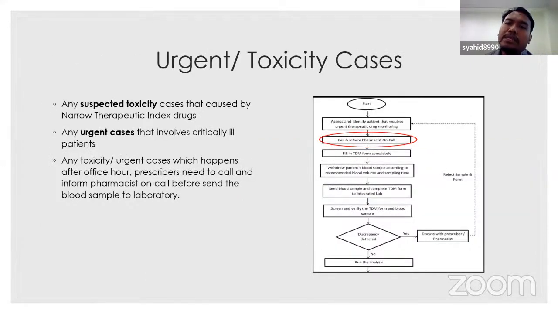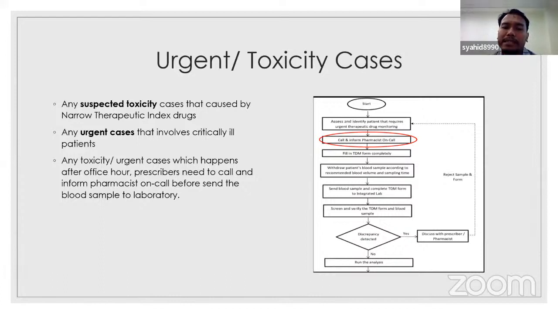Okay, for urgent toxicity cases, any suspected toxicity cases caused by narrow therapeutic index drugs, and any urgent cases that involve critically ill patients, especially any toxicity cases which happen after office hours, prescribers need to call and inform the pharmacist on call before sending the blood sample to the lab. This is because we are not actively present at the hospital after office hours. So it is important for you to call, and we can do the preparation if we have to come to the hospital to analyze the data.